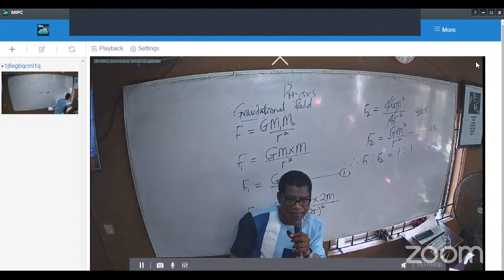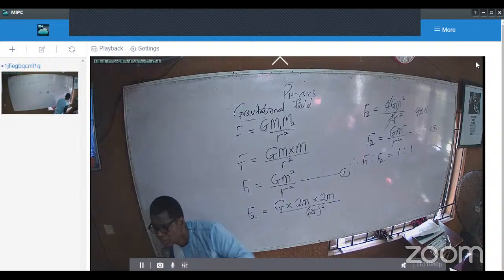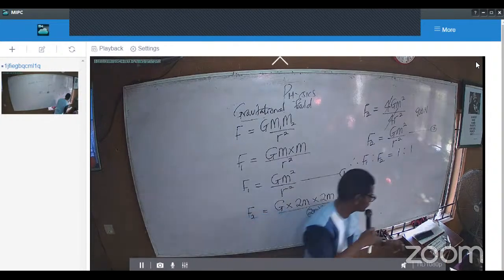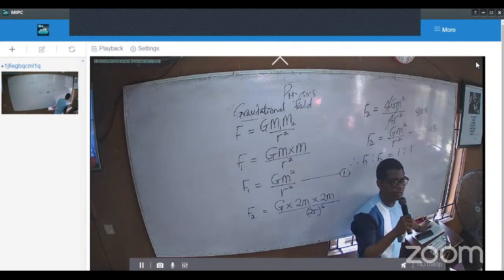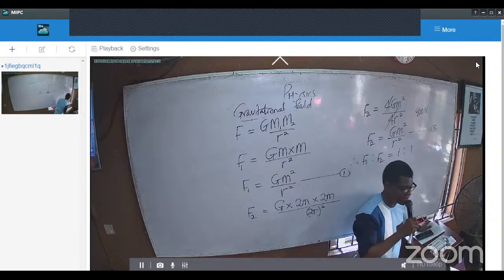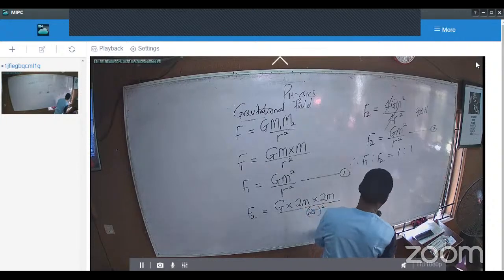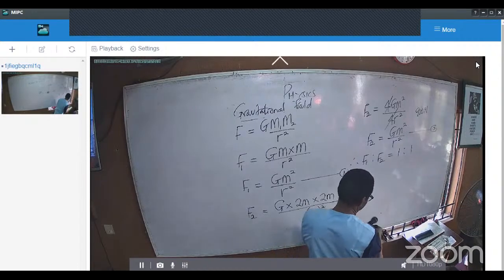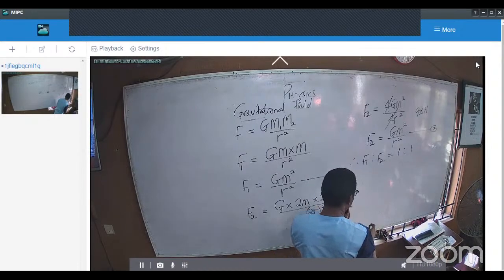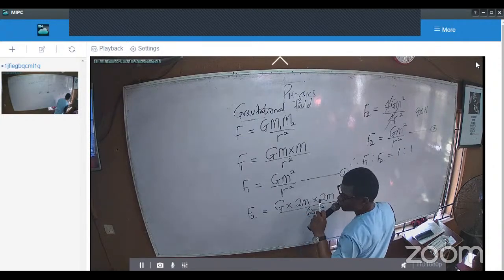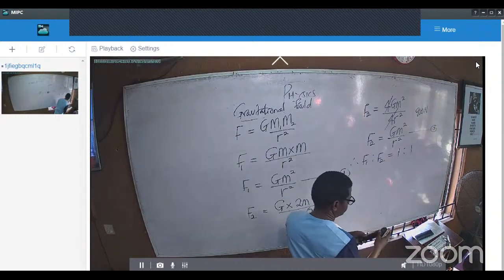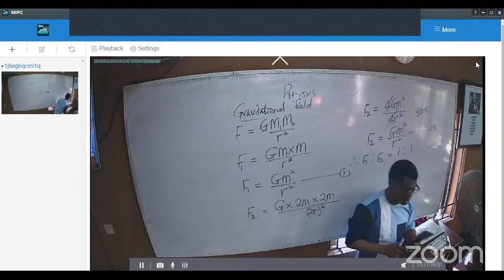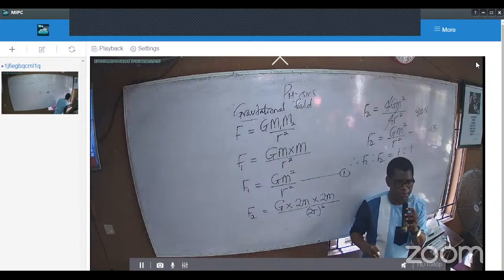when the distance is increased to 1.2 times 10 to the minus 2 meters.